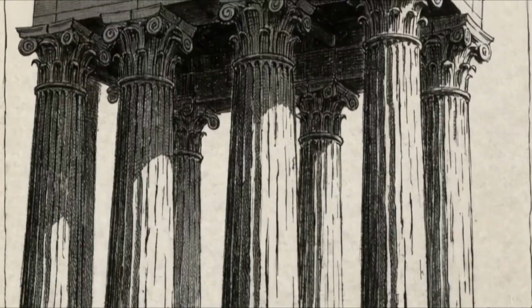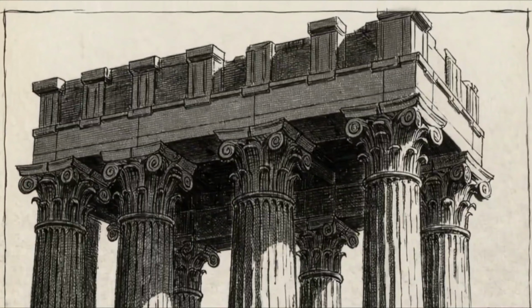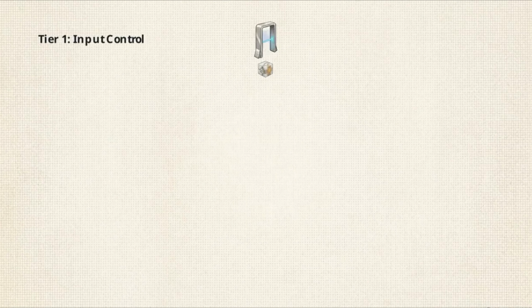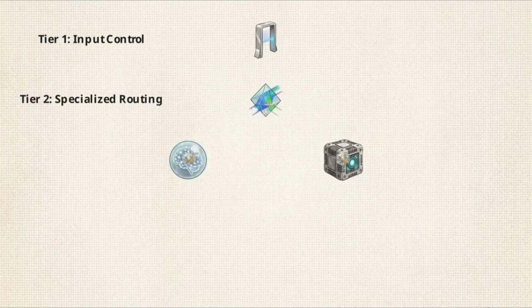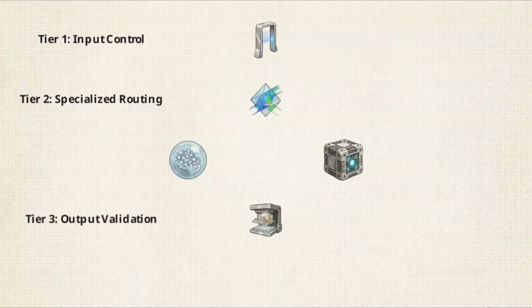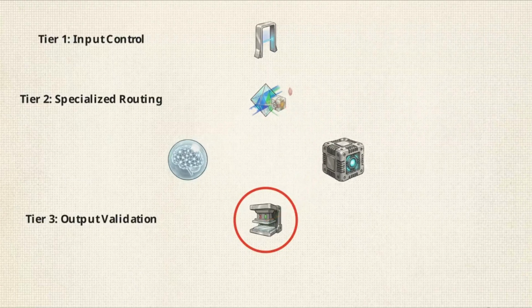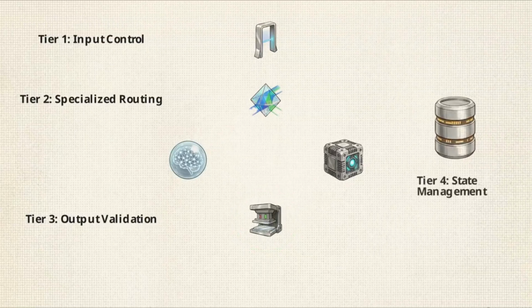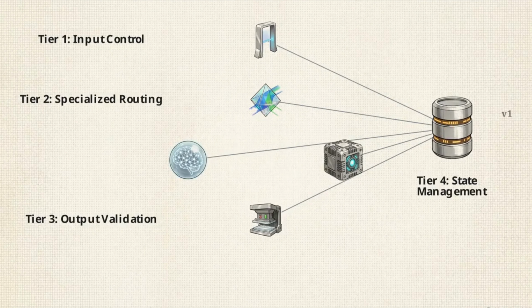This framework rests on 4 load-bearing pillars. Tier 1, input control blocks irregular data. Tier 2, routing sends logic to reasoning models and math to execution models. Tier 3, output validation loops failed results backward with error tags until clean. Finally, state management tracks versions to prevent context drift.